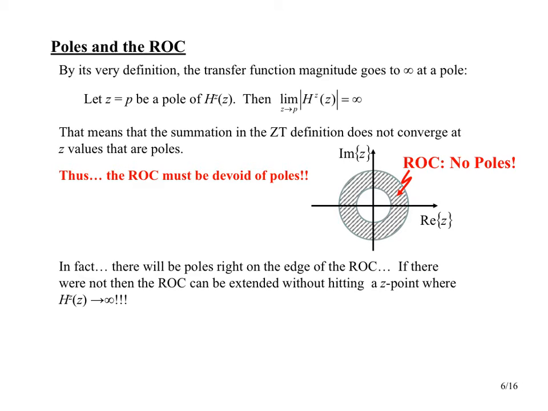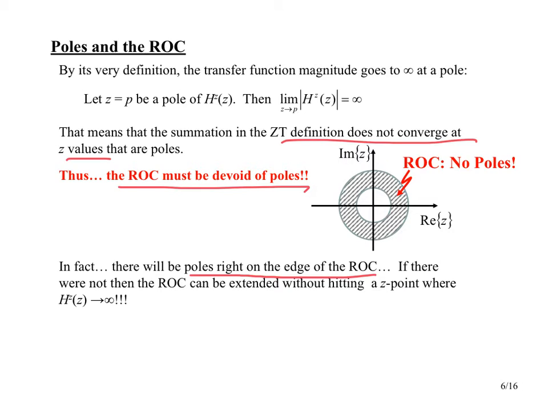Because by definition, since the poles mean H of z goes to infinity, that is what we mean by not converging. So the region of convergence must be devoid of poles, and so there will be no poles in the region of convergence. And in fact, we can go even farther and say that once we know where the poles are, we know that the poles will be right on the edge of the region of convergence.